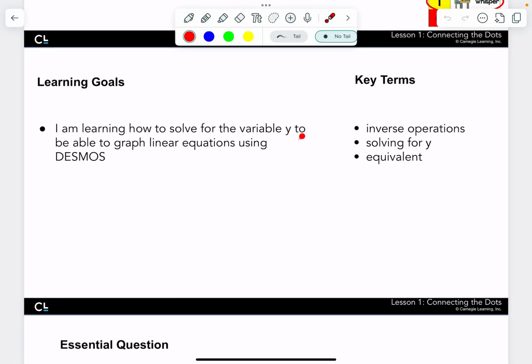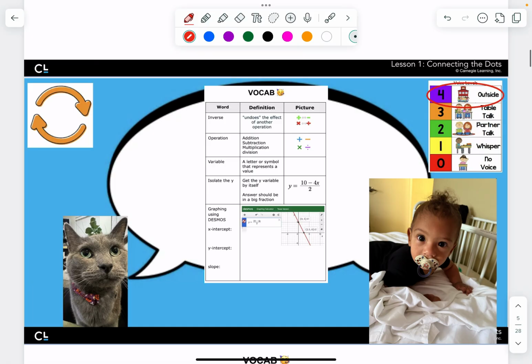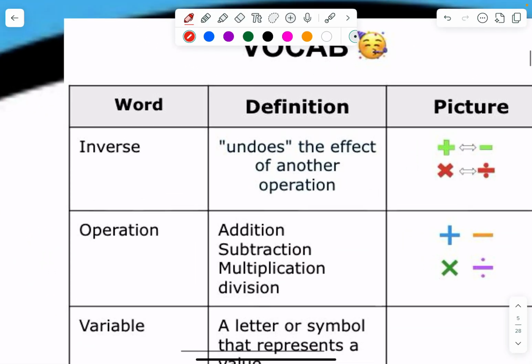Alright, so today I'm learning how to solve for variable y to be able to graph linear equations using Desmos. So today we are solving for y. That's the biggest thing today, solving for y to be able to use Desmos. So let's go ahead and take out our vocabulary sheet.